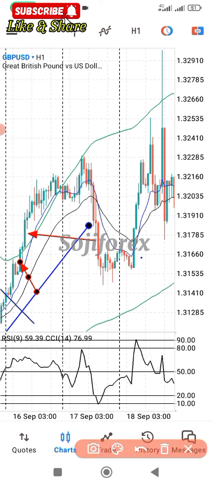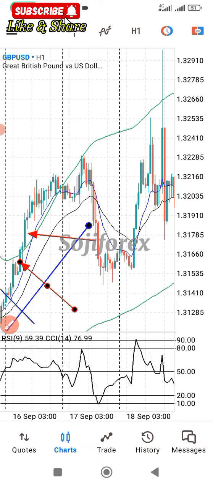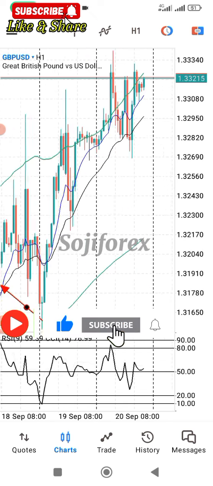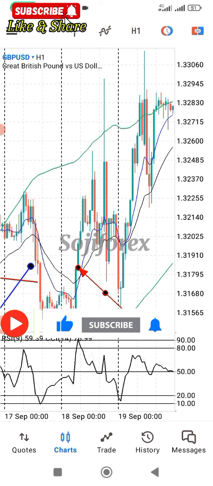Again, we have another pullback, and when this pullback happens, look at your indicator window. And then here you now have a pin bar. This is a pin bar candlestick pattern. If you don't want to use this pin bar, you can as well use this engulfing candlestick pattern, and you can see how the price went.